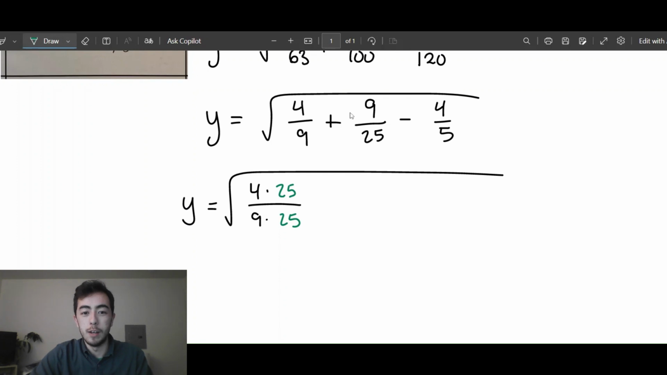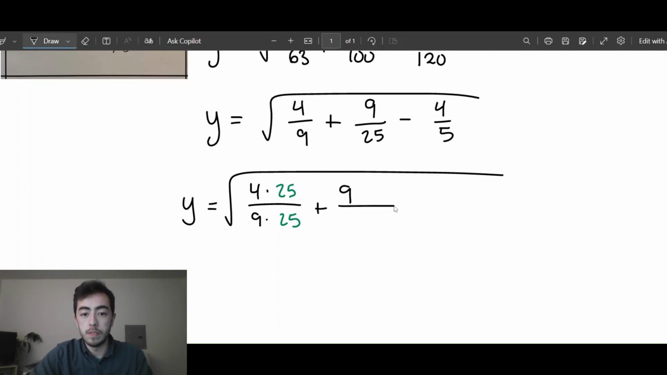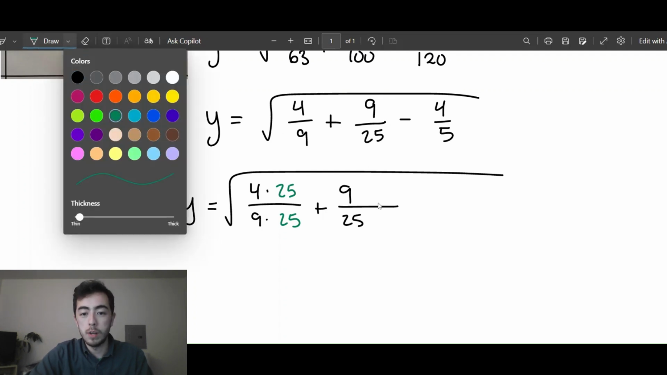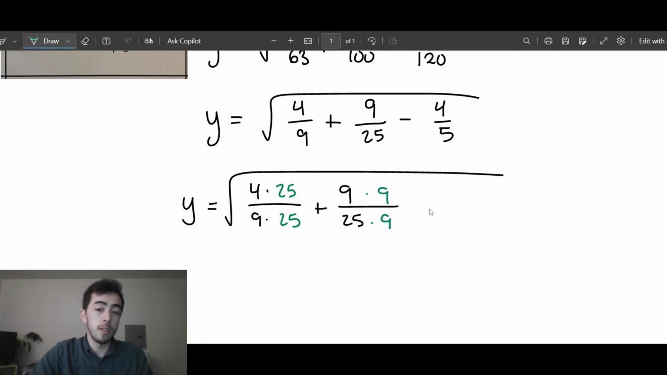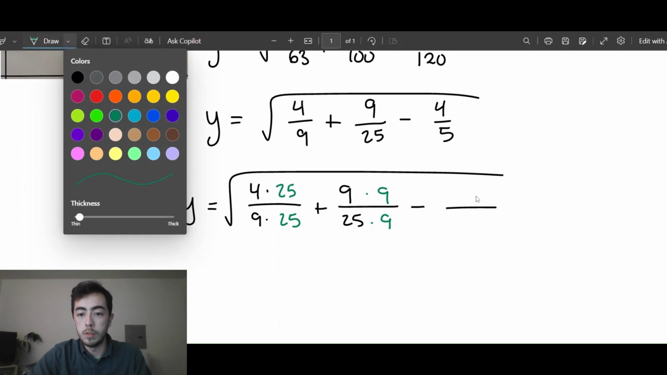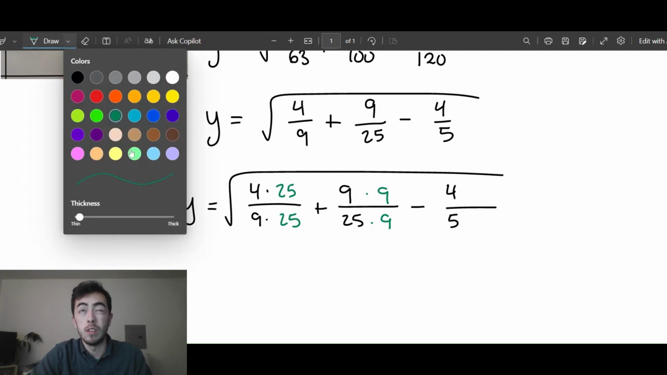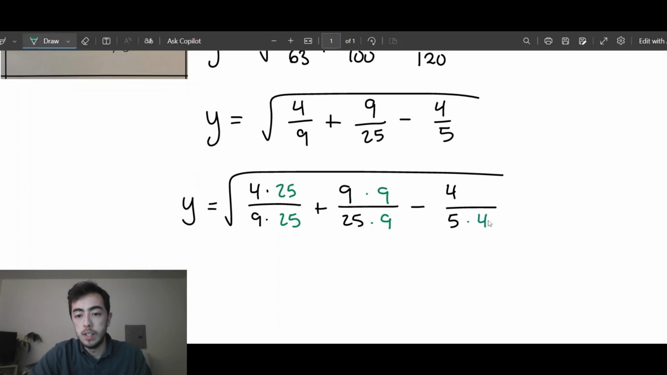For the next one, I'm going to do something similar where I need some 3s in the bottom of that guy, and I don't have any. So I'll take the existing 9/25 and then put some 3s in the bottom, so times 9, and I need to keep my value the same by multiplying the same number up top. And then for this last one, I have one 5 in here already, but I do need a second one. And then I also need to stick the 9 in here as well. So I'll be multiplying the existing 4/5 by whatever 9 times 5 is, so 45. And then this way, I should have the same denominator in all three fractions.